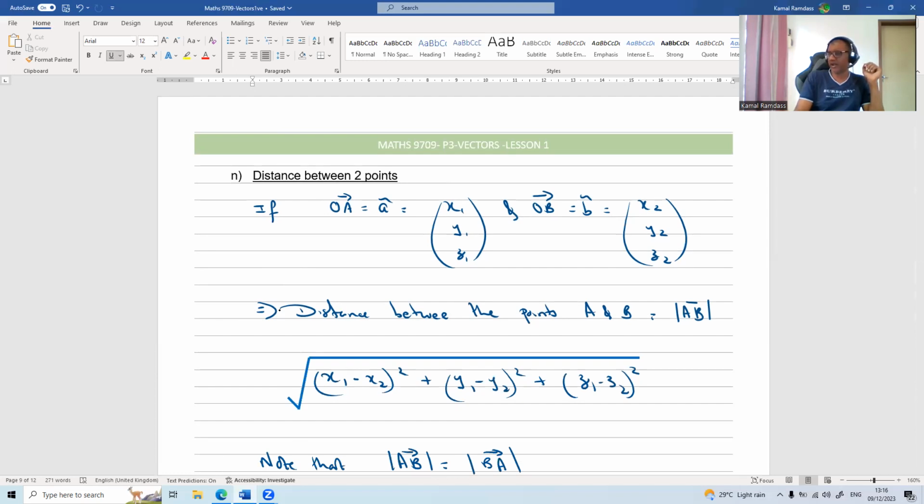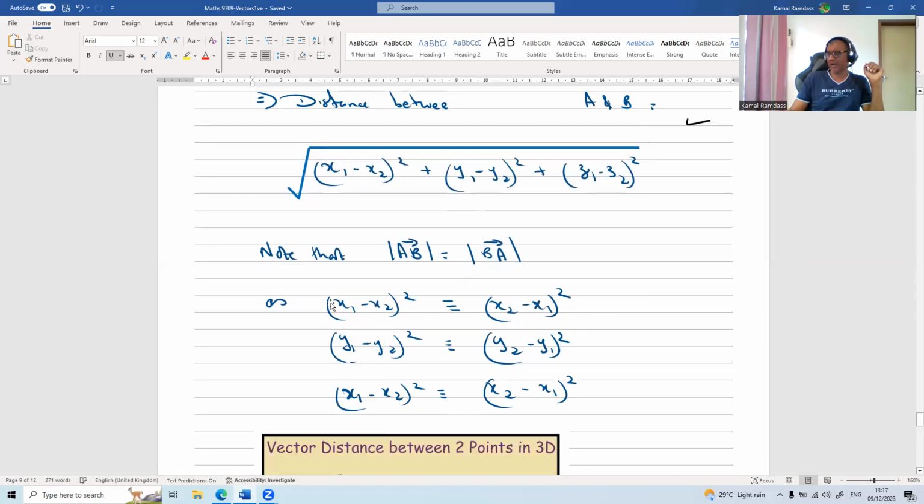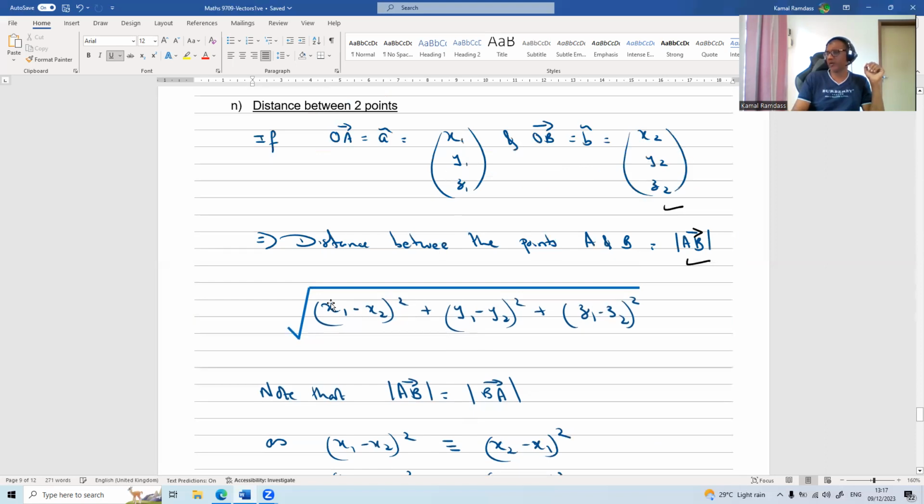Vector OA is equal to A bar, (x1, y1, z1). Vector OB is equal to B bar, (x2, y2, z2). The distance between the points A and B is equal to the modulus of vector AB. OK? And here, what he will do is: (x1 minus x2) squared plus (y1 minus y2) squared plus (z1 minus z2) squared.